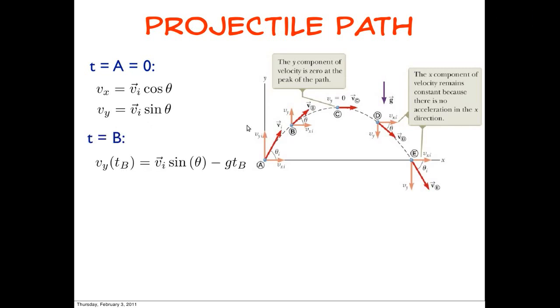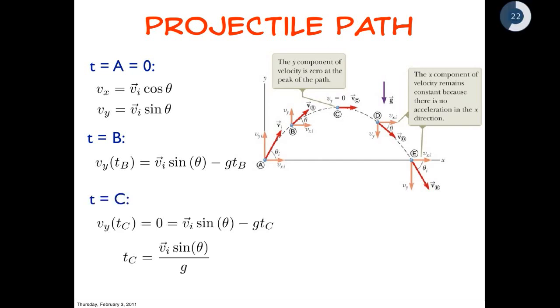So what happens when we move to time B? As time changes from TA to TB, the vertical component of the velocity changes. So that would be the vertical component in the y direction. The velocity in the x direction does not change. It is constant. So it is still equal to VI cosine theta. But in the y direction, the velocity has changed. It's decreasing because of the presence of an acceleration due to gravity. In this case, at time TB, the velocity in the y direction is equal to VI sine theta minus g times TB.